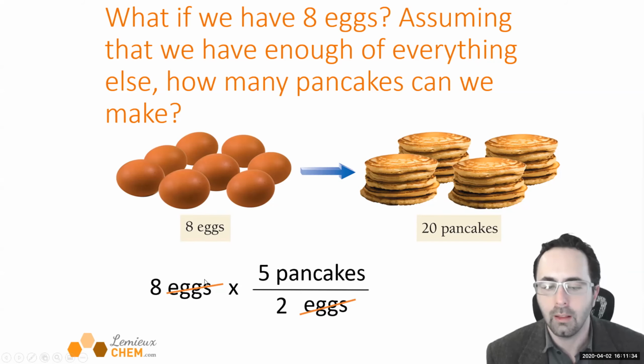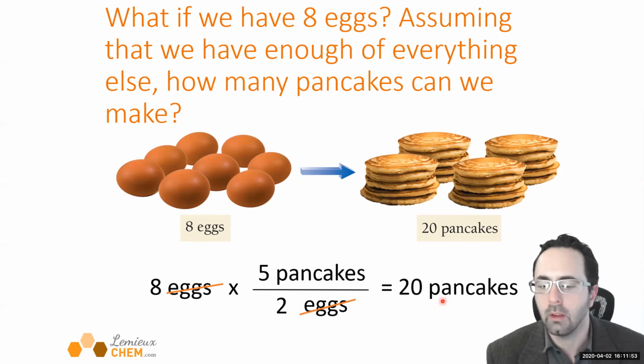Just take anything that's on top and press times before you enter it in the calculator. And everything that's on the bottom, press divide before you enter it. So 8 times 5 is 40. Divide by 2 is 20. And our unit we have in the end is pancakes. So our result is 20 pancakes.